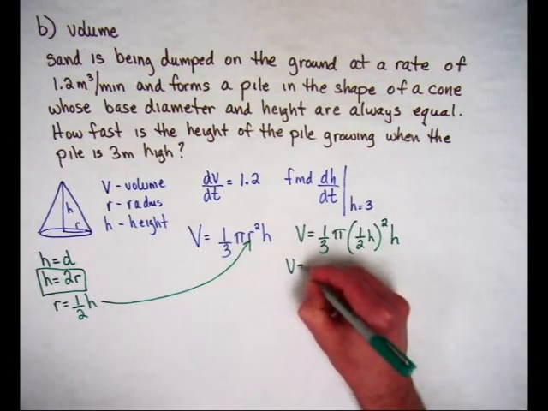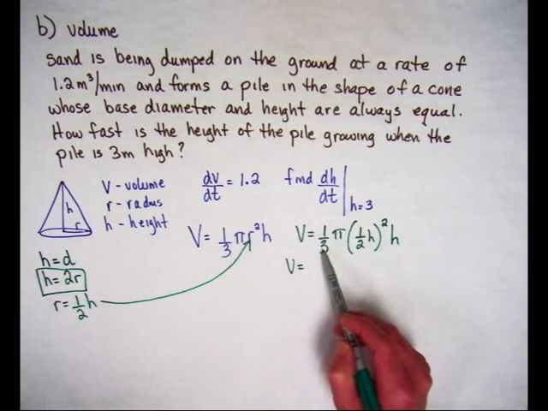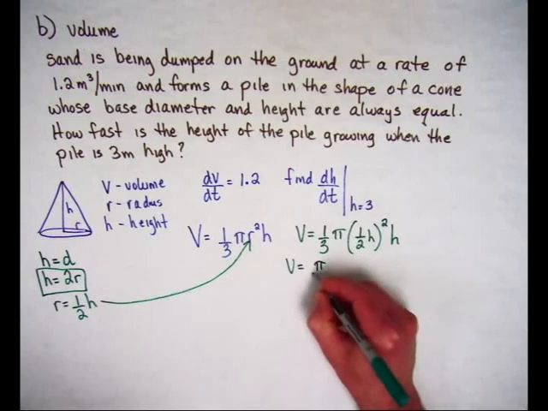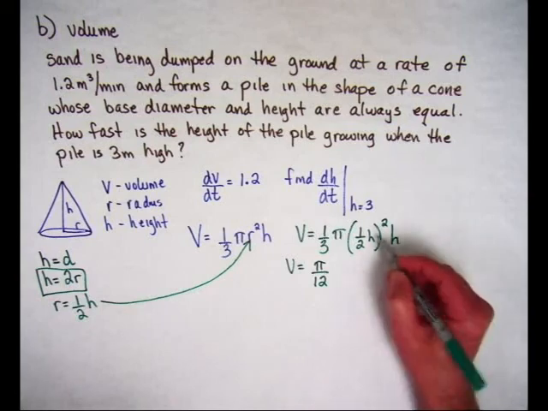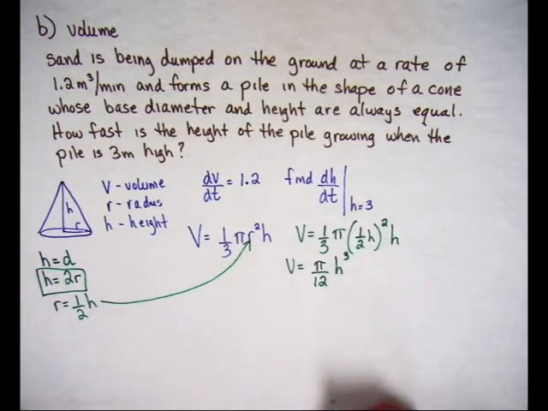So what we would do is if we square this 1/2, it'll become 1/4. 1/4 times 1/3 will be 1/12. And the pi is a constant. So we'll just end up with pi over 12 out front as a constant. The h squared times the h will be h cubed. We've now expressed our function, volume, as a function of height only in its simplest form. We can now take the derivative.